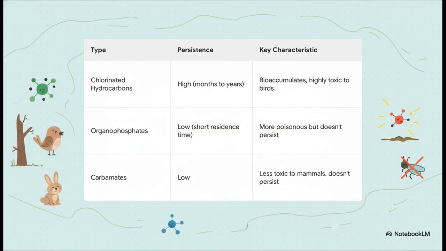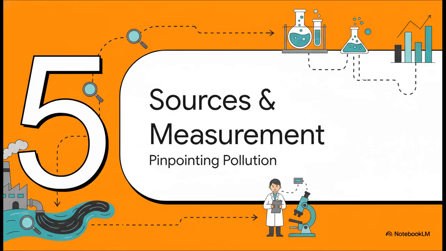On the other side, you have things like organophosphates. They're actually more toxic right away, but they break down quickly, so they don't have time to build up in the food chain. All right, so we've talked about what the pollutants are and where they end up, but how in the world do scientists actually track them down and measure how much of this stuff is out there?